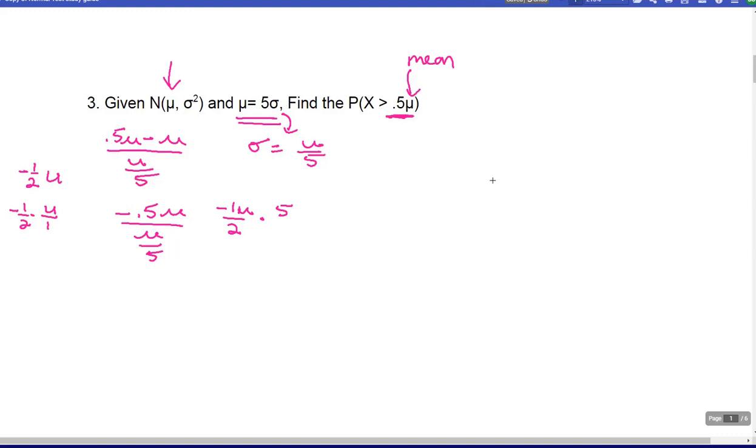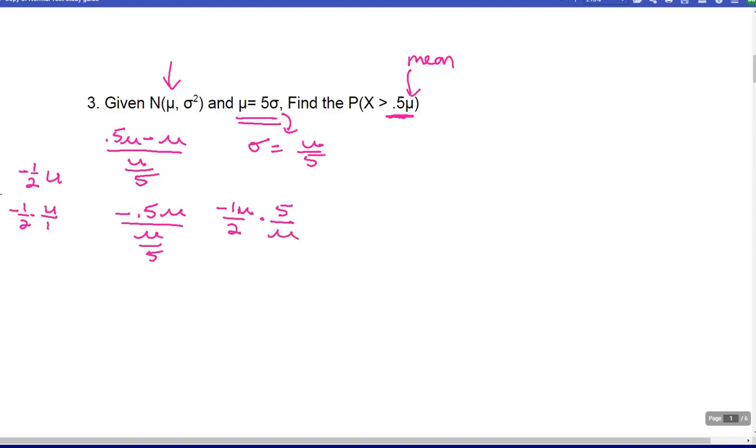Oh, wait a minute. That isn't true, though. What did you say this was? What's 0.5 minus 1? Or negative 0.5. Oh, we got that. Okay, I've got it. I only saw the 1. All right, so now we're going to multiply by 5 over mu.